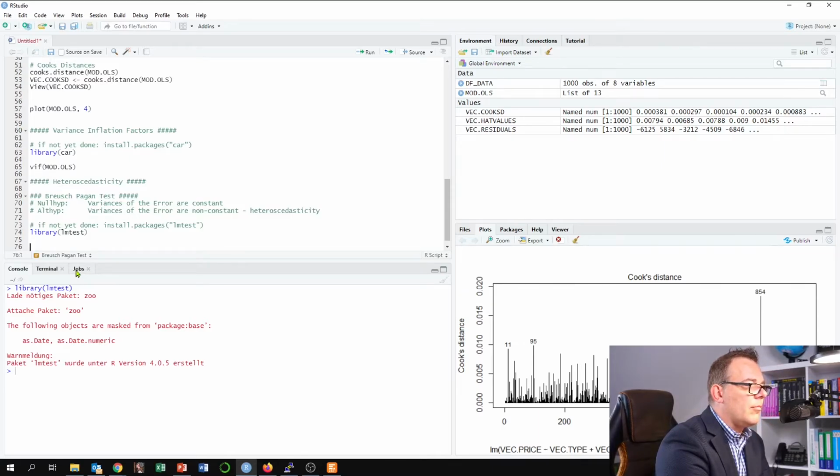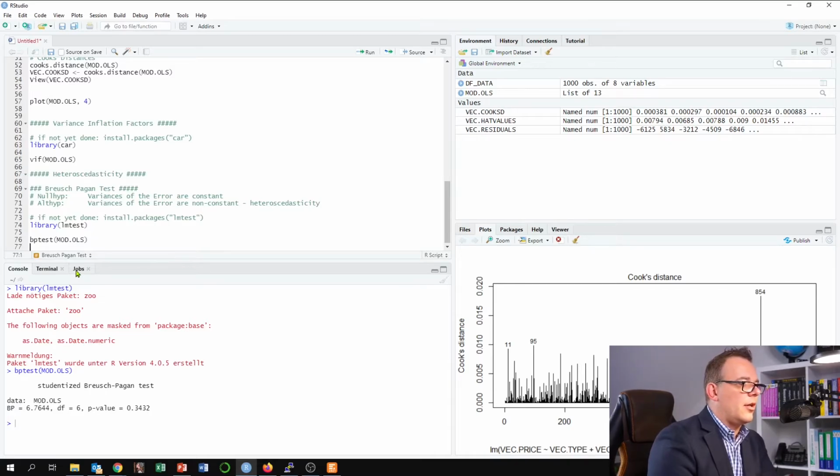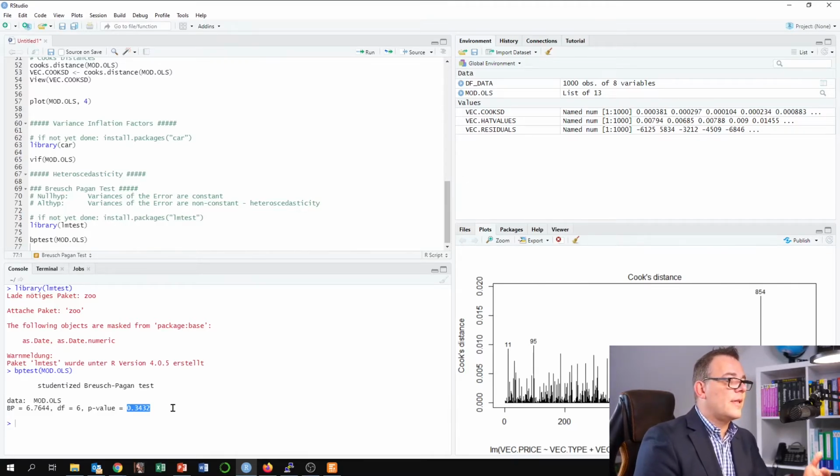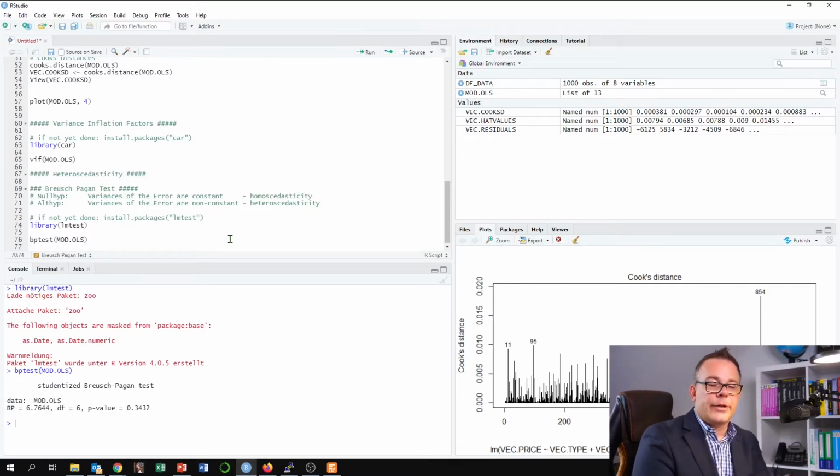It is bptest. And I hand over the model, our OLS model variable, and I start this. So, here are the results. Studentized Breusch-Pagan test, and we have a p-value of 0.34. So this does not support the alternative hypothesis. We stick with our null hypothesis, and our null hypothesis was that the variances of the error are constant, and that is homoscedasticity here. So no problem with heteroscedasticity.